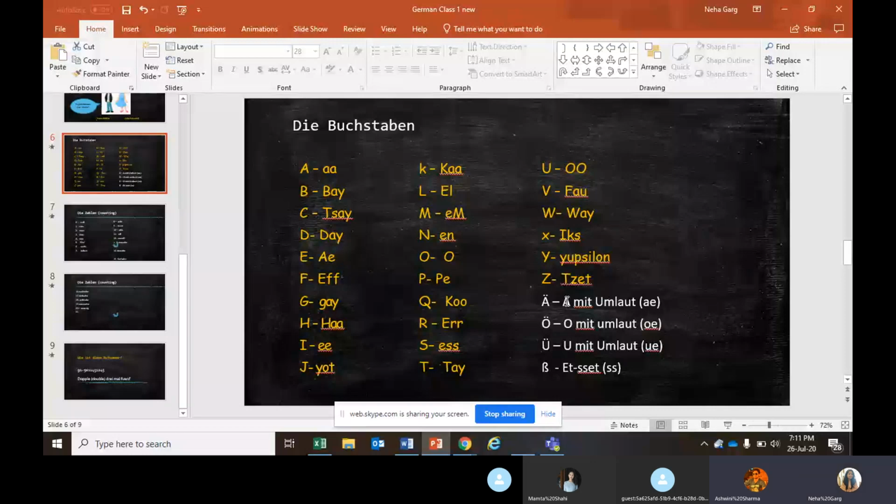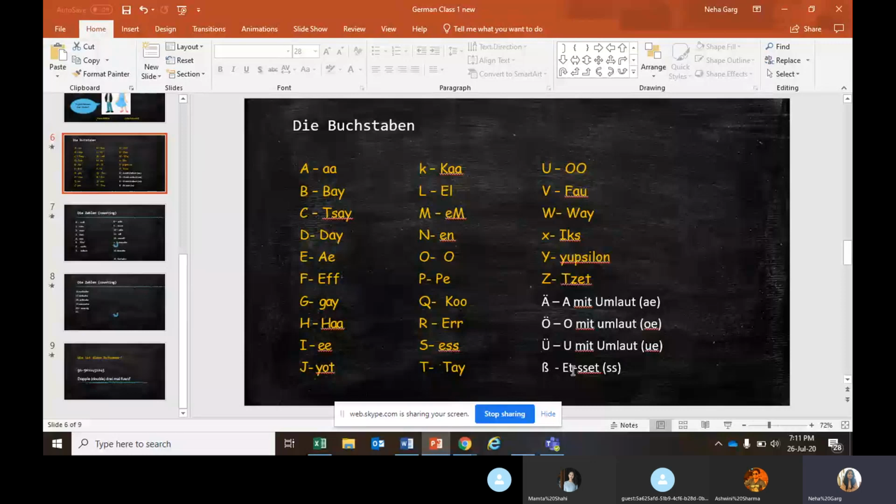Then U with umlaut. That means U with umlaut has a "ue" sound, like we have said in "choose", not the plain U sound. Right. Then we have this beta sign that is called Eszett, which means double S.